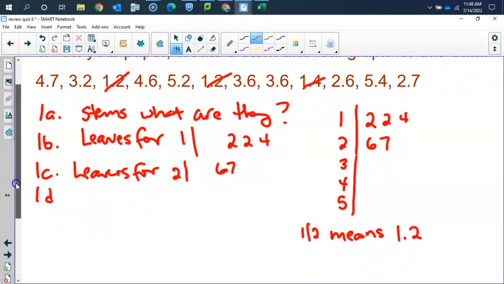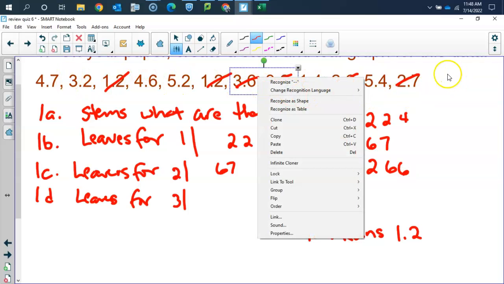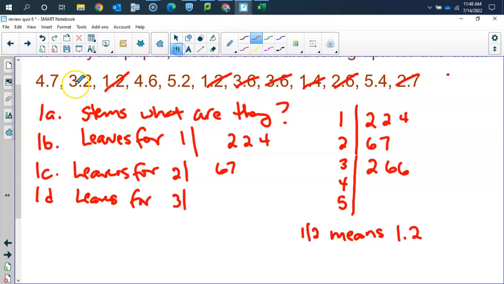1D. Tell me what the leaves for 3 are. Go. All right. What you should have gotten was this. Let me look at the 3s because they need to be in order. 3.2, 3.6, 3.6. So it'll be 2, 6, 6. So our leaves are 2, 6, 6.